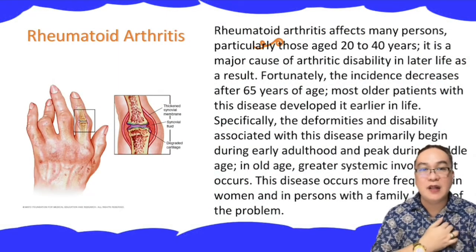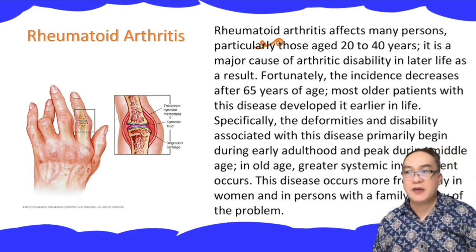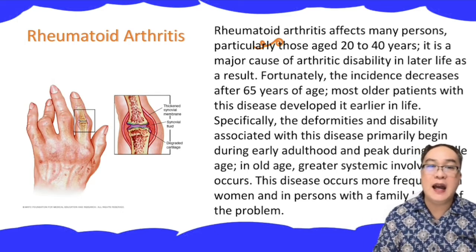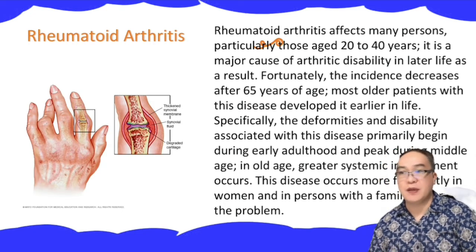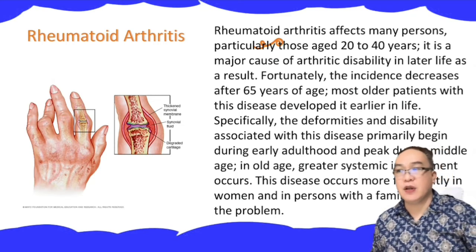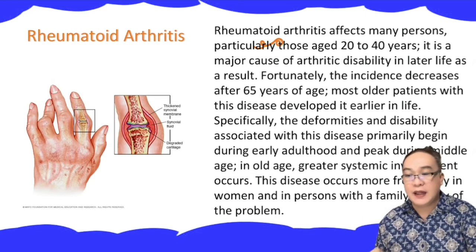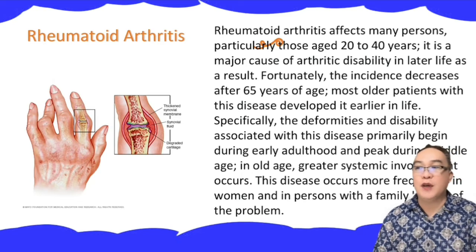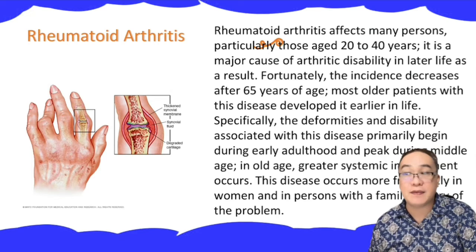Let's proceed to another musculoskeletal condition, rheumatoid arthritis. What is rheumatoid arthritis and how does it differ from osteoarthritis? Rheumatoid arthritis affects many persons, particularly those ages 20 to 40 years old. It is a major cause of arthritic disability in later life as a result. Fortunately, the incidence decreases after 65 years of age. Most older patients with this disease developed it earlier in life.